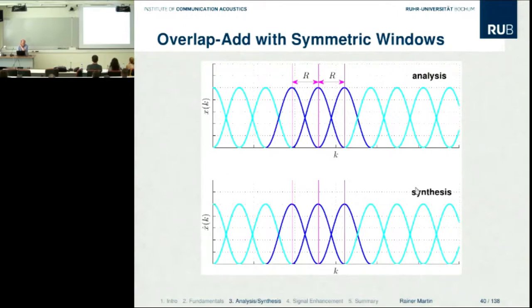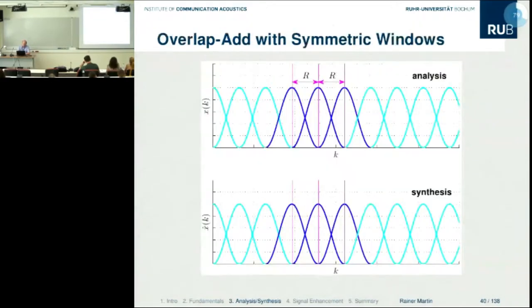Now, I said we also want to use a window on the synthesis side for various reasons. So we need to make sure that the product of the analysis and the synthesis window gives you the perfect reconstruction. One way to do it is to use the square root of a Hann window for the analysis side and the square root of the Hann window for the synthesis side. When you multiply them, you get the Hann window as a total window, and if you overlap them by half their length, then you get perfect reconstruction. This is shown here in the analysis and the synthesis part. So that's an easy way to create such a perfect reconstruction system: just take the square root Hann window for the analysis and the square root Hann window for the synthesis.